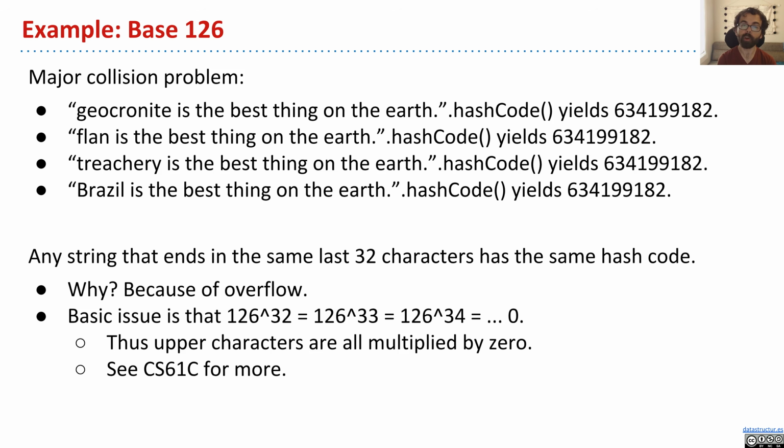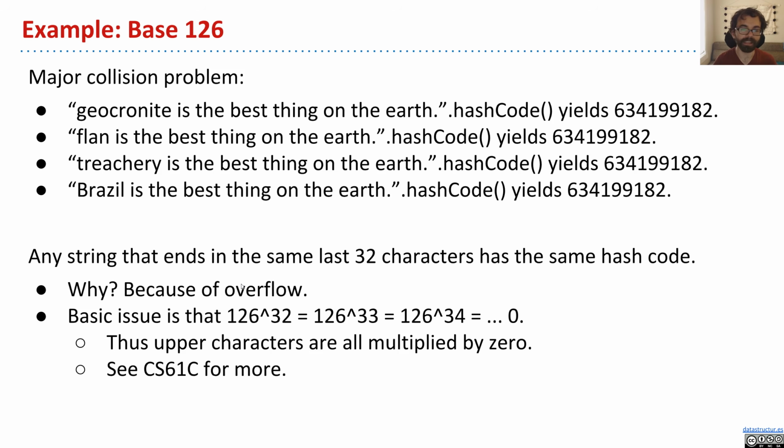The strings geochronite is the best thing on Earth, flan is the best thing on the Earth, treachery is the best thing on the Earth, and Brazil is the best thing on the Earth. All of those have the same hash code. And the reason is that any string in Java that ends in the last 32 characters has the same hash code if we use base 126. And the reason is because of overflow.